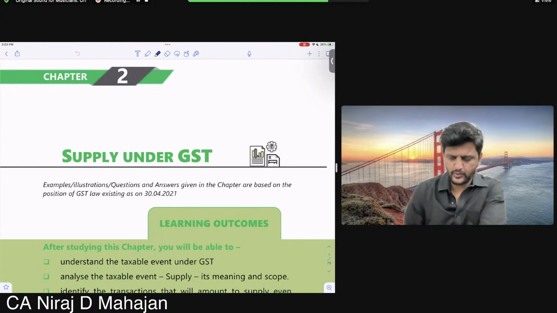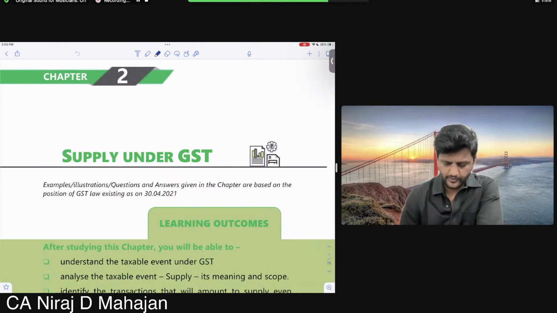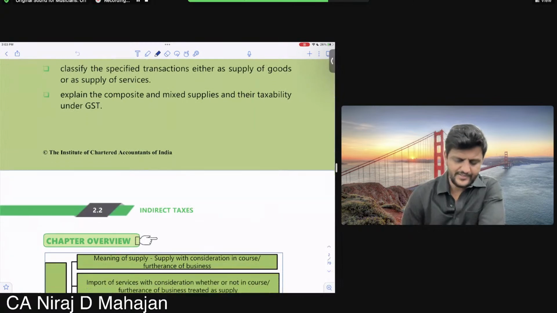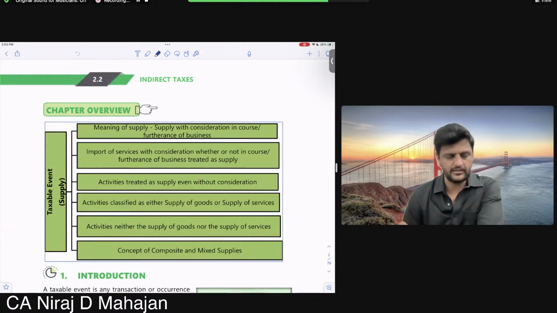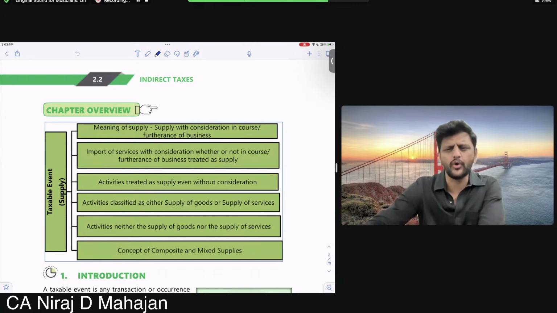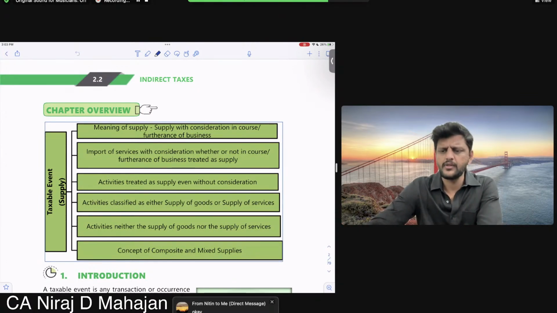Second chapter, supply under GST. So first of all, the basic question that can come to your mind is, which act are we doing? We are doing the CGST Act, central. Because state to state the ruling is overall uniform, but the main act which we have for our syllabus is CGST.